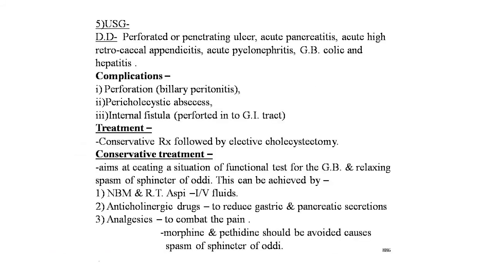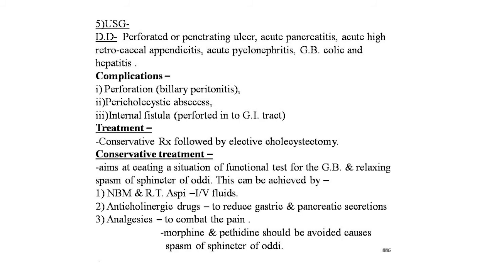Differential diagnosis: perforated and penetrating ulcer, acute pancreatitis, acute high retrocecal appendicitis, acute pyelonephritis, gallbladder colic and hepatitis. We can differentiate this diagnosis from all these diseases. Complications: perforation with biliary peritonitis, pericholecystic abscess, internal fistula perforating into the GI tract. Treatment: conservative treatment followed by elective cholecystectomy.